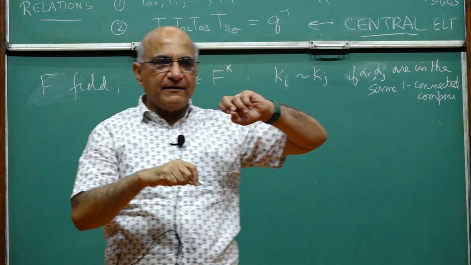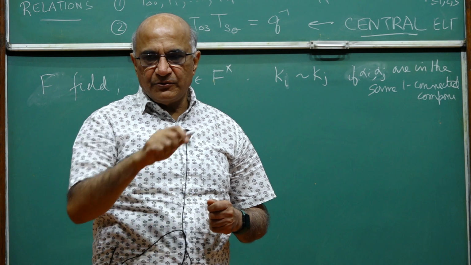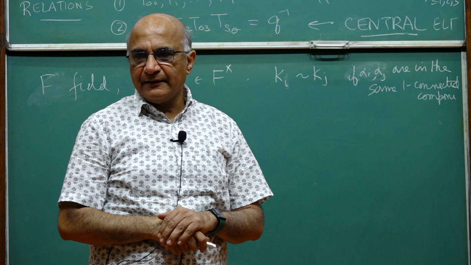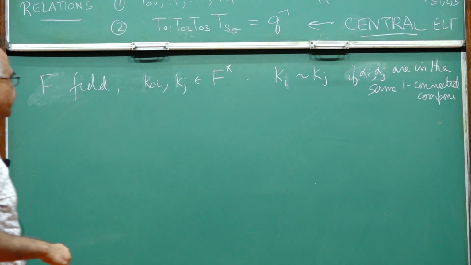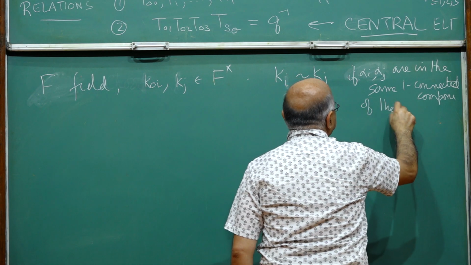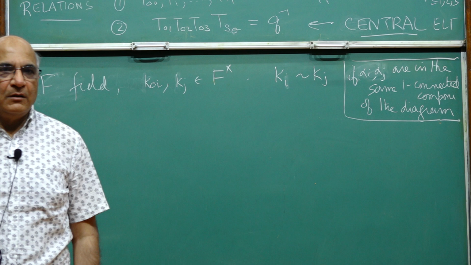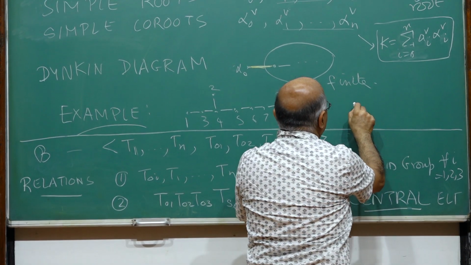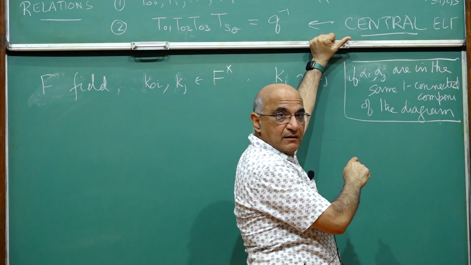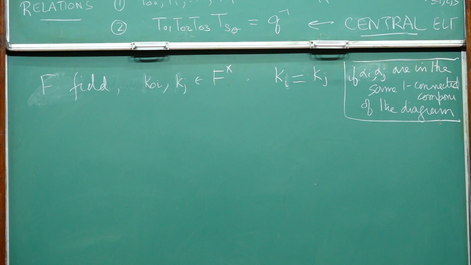So these are some nodes of the diagram, and unless you have a single edge, there is no restriction on these parameters. So you drop all the multiple edges and then look at the connected components. And for each of those, these parameters have to be constant on that, of the Dynkin diagram. So k_i is equal to k_j if i and j are in the same connected component of the diagram.